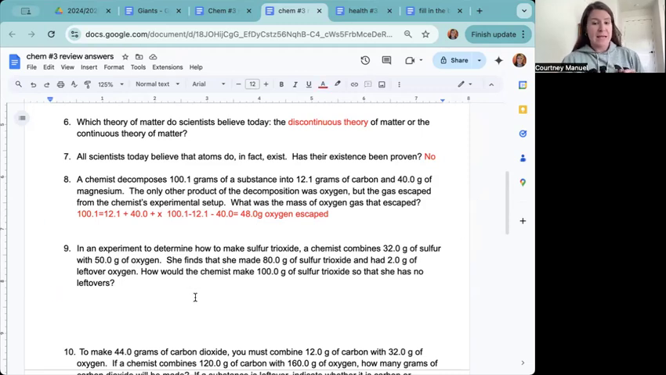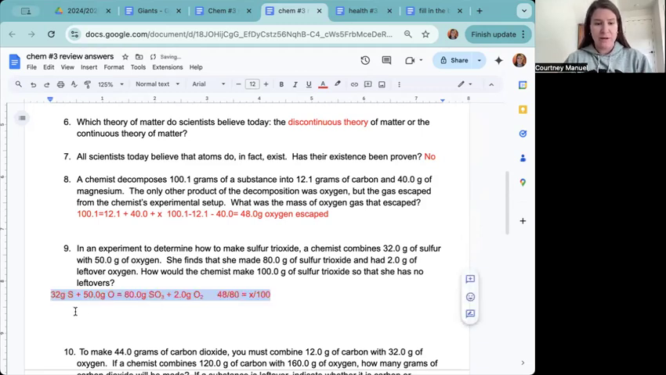Okay, number 9, an experiment to determine how to make sulfur trioxide. A chemist combines 32 grams of sulfur with 50 of oxygen. So I'd start right there with writing that equation. We have the 32 plus the 50, and they made 80 grams. And here's the sulfur trioxide. And then they had 2 grams of oxygen left over. That's what's represented right there.